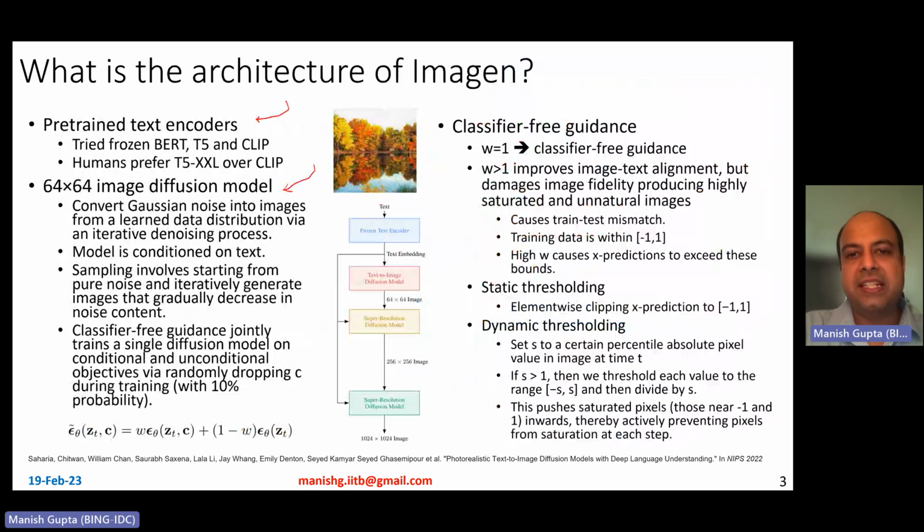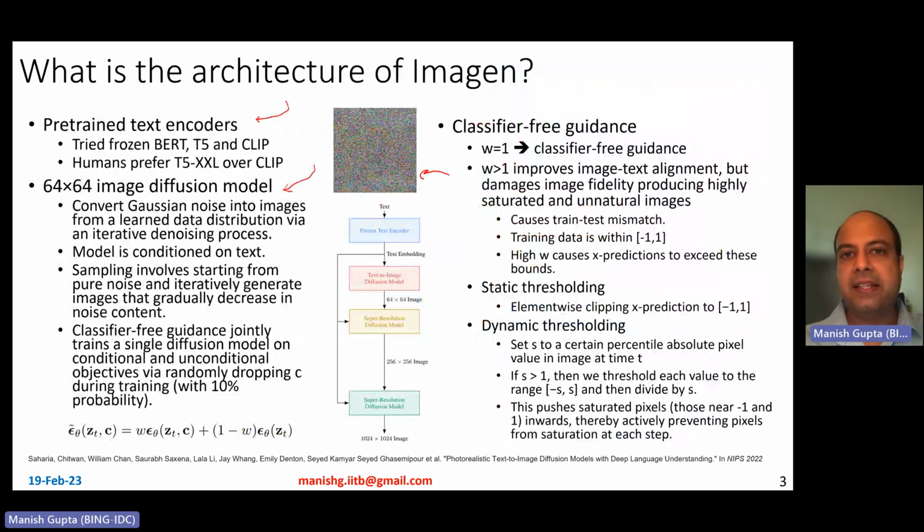The image diffusion models essentially work like this. They convert Gaussian noise into images from a learned data distribution by an iterative denoising process, right? So as you see, frame by frame, they start with the noise and then frame by frame remove the noise until it starts looking like a very nice image. Of course, the model has to be influenced by the text caption, and therefore the model which step by step removes this noise is conditioned by text. Sampling or generation of these images involves starting from pure noise and iteratively generating images that gradually improve in quality and decrease in the noise content.